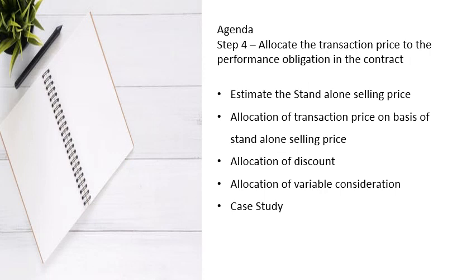In today's session, we will cover step 4, which is allocating the transaction price to the performance obligation in the contract. The different concepts we will cover today are how to estimate the standalone selling price, allocation of transaction price based on the estimated standalone selling price, how to allocate discount, variable consideration, and case studies which will help us to understand the concept in a better way.